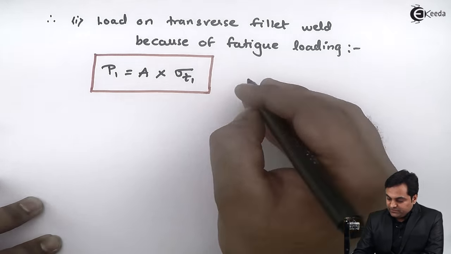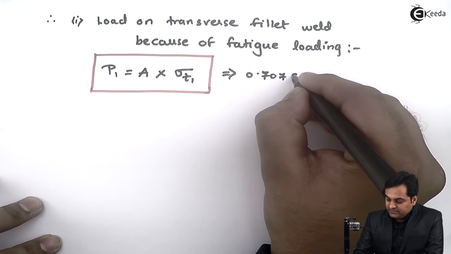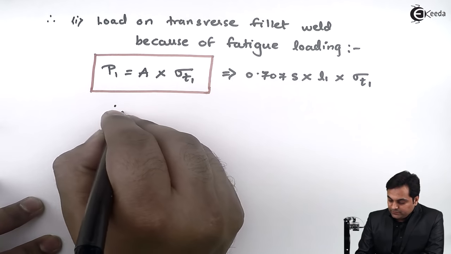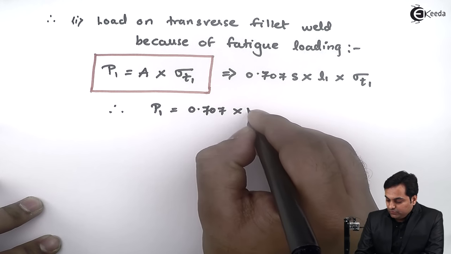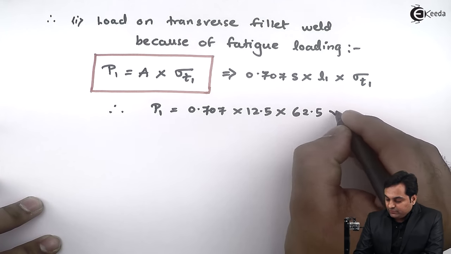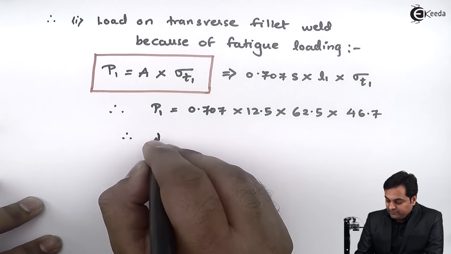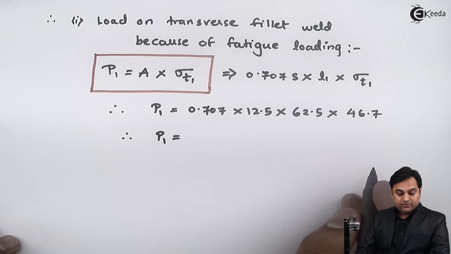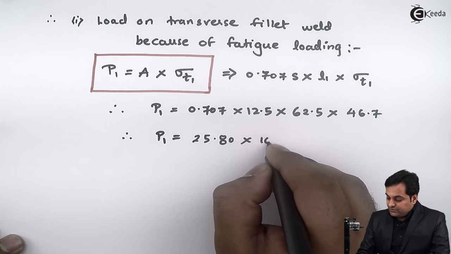So therefore this will be area is 0.707 S multiplied by L1 into sigma T1. So therefore P1 becomes 0.707 into 12.5 multiplied by L1 62.5 into sigma T1, new value is 46.7. So from this we will get P1, and my answer is 25.80 into 10 raised to 3 Newton.